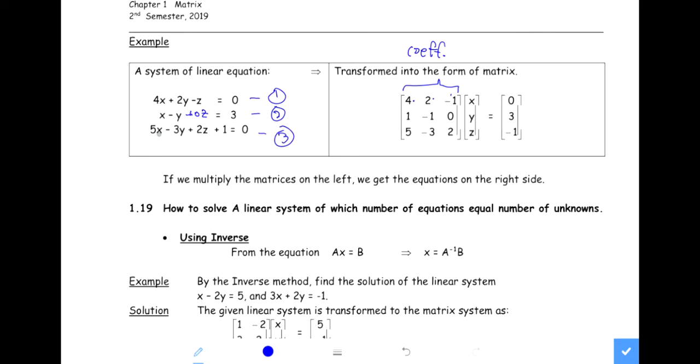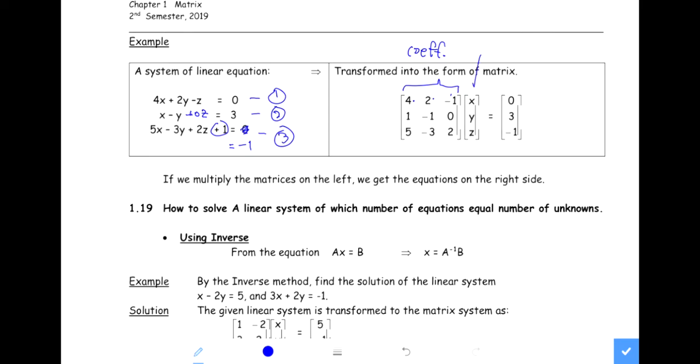For this one, for x you have 5, for y you have -3, for z you have 2. But this number one you have to move to the right, and it is equal to -1.